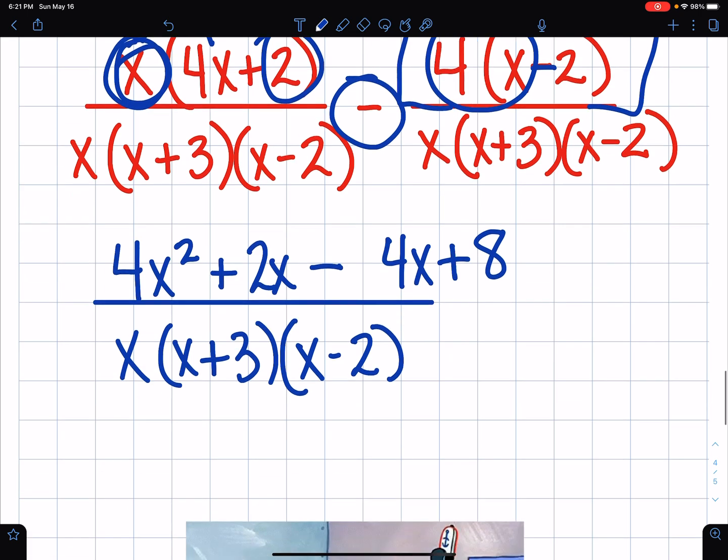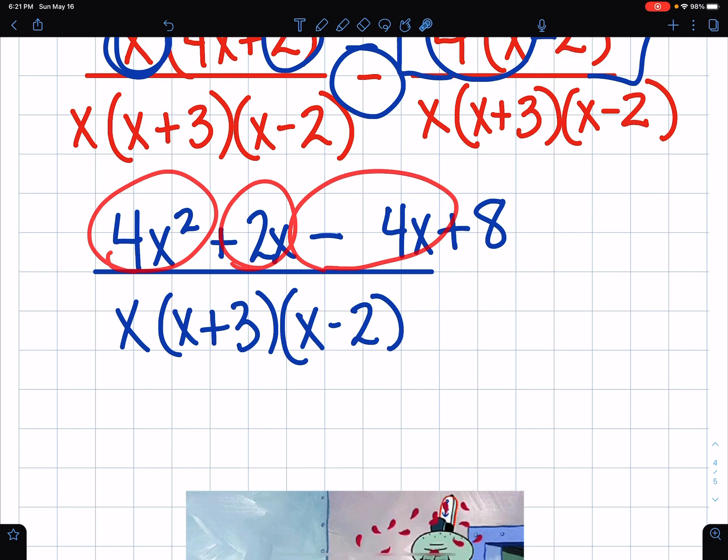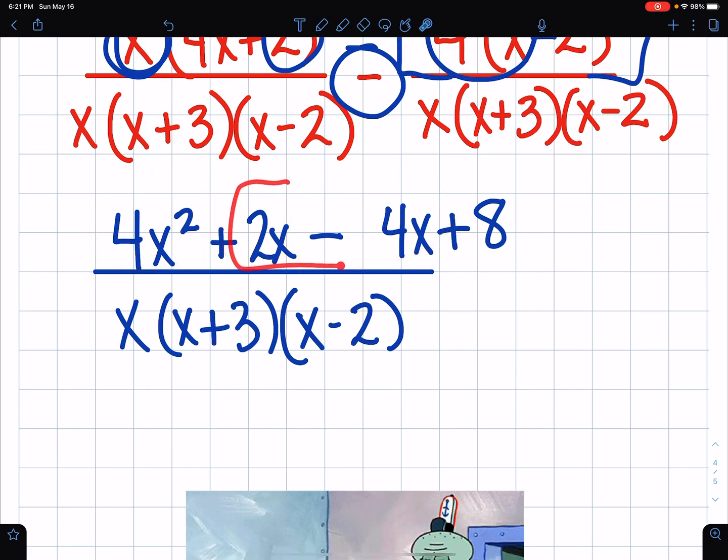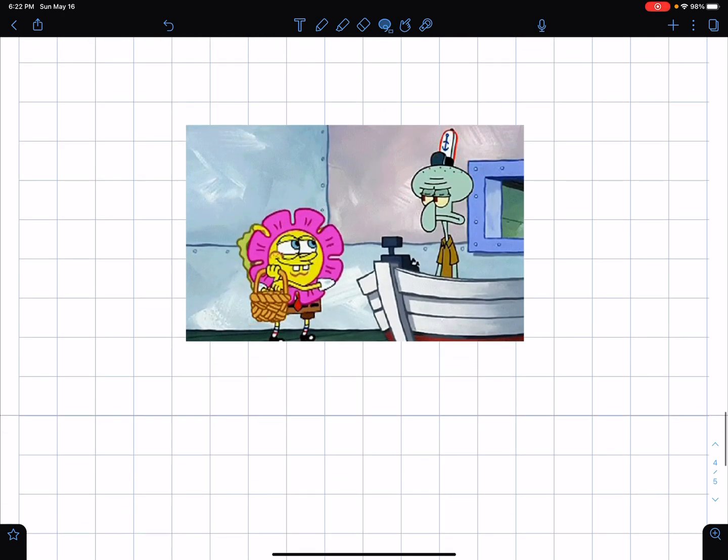Okay, so now we can simplify. You have 4x squared plus 2x minus 4x. So this middle part can simplify to just minus 2x. So I'm just going to erase that and do minus 2x and then plus 8. Okay, easy peasy, right? Guess what? That is the whole lesson.